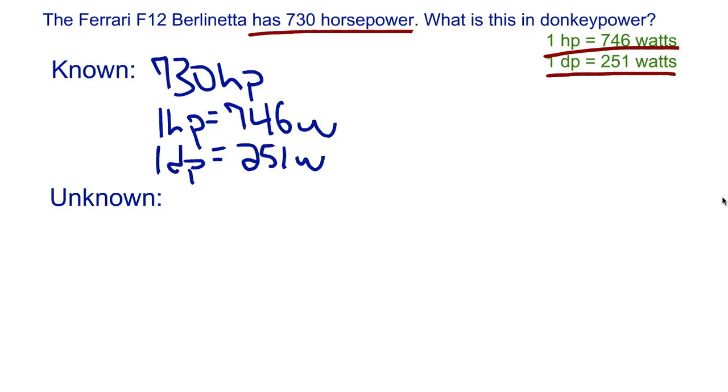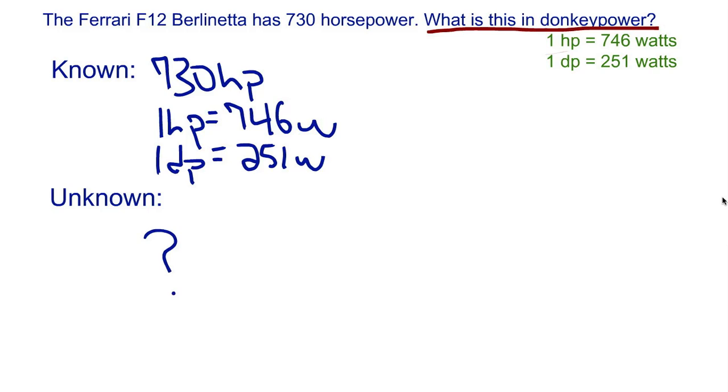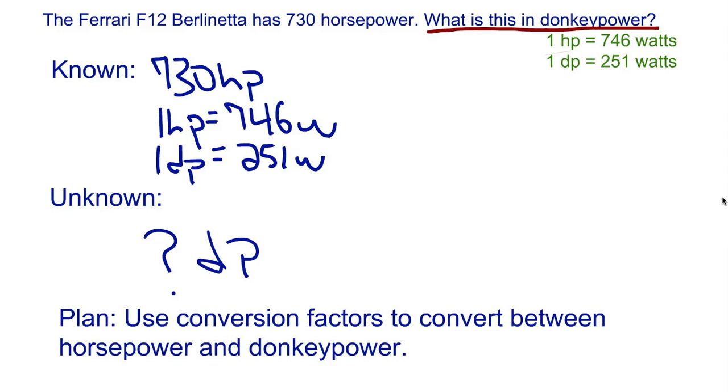And what is unknown can be found in what they're asking for. They ask, what is this in donkey power? So we don't know the donkey power. So we need to come up with a plan to find the donkey power. And our plan will be to use conversion factors to convert between horsepower and donkey power.